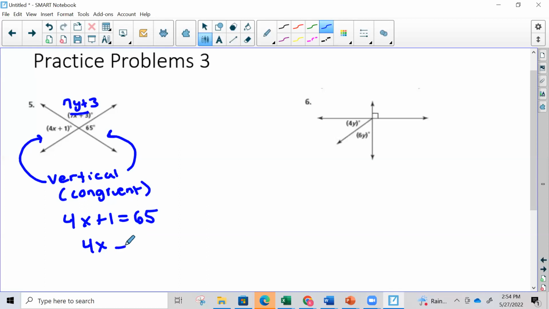So we subtract 1 from both sides and we get 64. And then we divide by 4 and we get x equals 16. So that gives me this x. Then I want to find what y is. Okay, these problems should say find the variables.